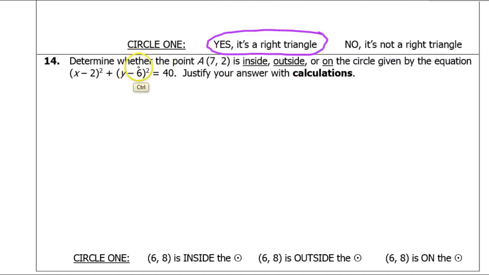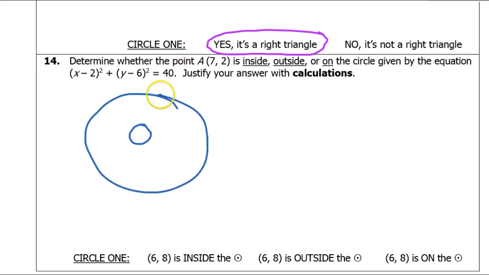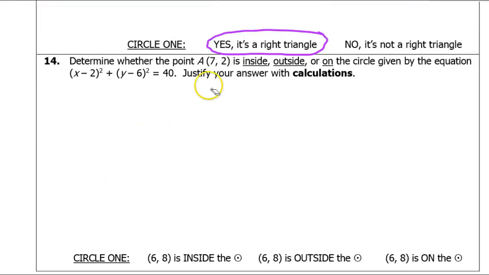So one more thing. If I want to figure out if a point is inside, outside, or on the circle, all I have to do is plug that point in and see how big the number is. If I plug this in and I get exactly 40, that means it's on the circle. If I get something less than 40, that means I have a smaller circle, which puts it inside the circle. If I get something more than 40, that means I have a bigger circle. That means it's outside the circle. So the bottom line is plug it in.